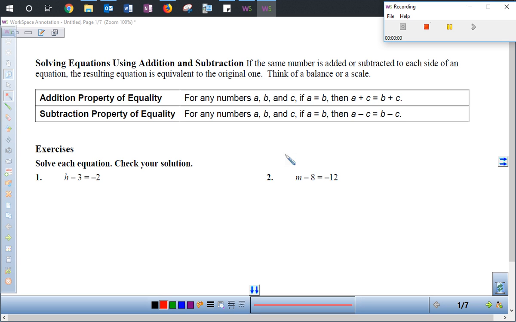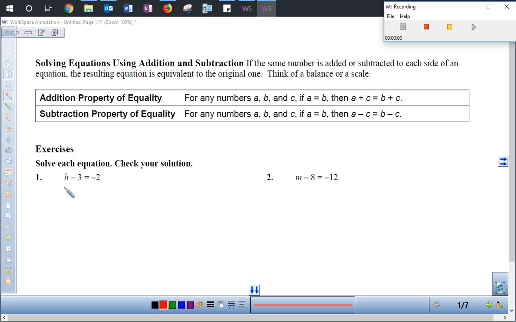Hey guys, today in Algebra 1 we're going to talk about solving single-step equations. So first off we're going to start with just basic addition and subtraction. As you can see on number 1, it says solve each equation and check your solution. So the equation reads h minus 3 equals negative 2.